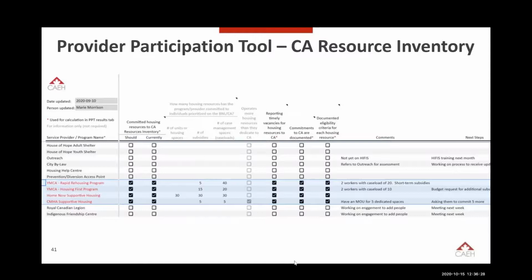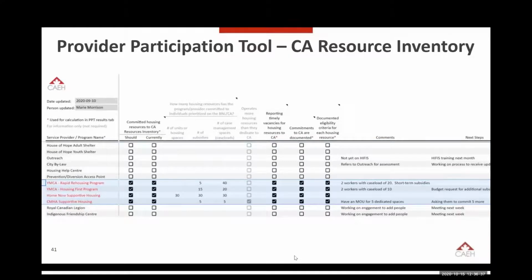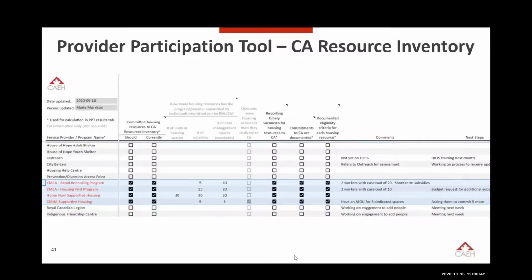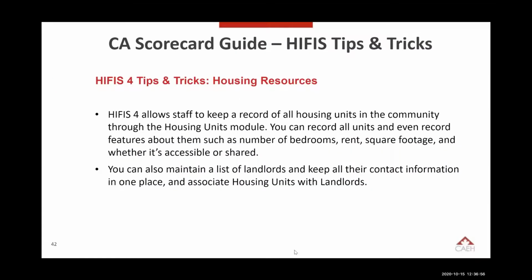So in the provider participation tool, when you look further along, you can see there's also space to document whether vacancies are brought to the coordinated access in a timely way, if their commitment is documented, and whether eligibility requirements or criteria for each have been documented. So this can be a great start for your coordinated access resource inventory and can help you capture current engagement and plan for future engagement in your coordinated access system. We also wanted to point out that the Coordinated Access Scorecard Guide includes HIFIS tips and tricks, and in this case, there are some tips and tricks there for including housing resources in HIFIS.